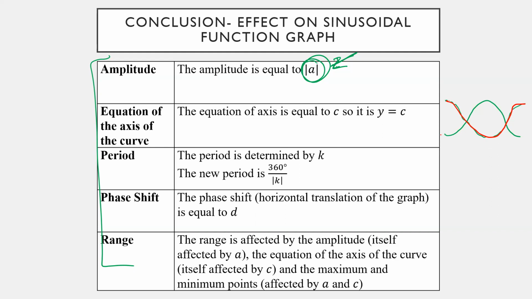The equation of the axis of the curve is going to be C. And so because it's C, then we simply say that the equation of the axis of the curve, because it's a horizontal line, is simply going to be y is equal to C.